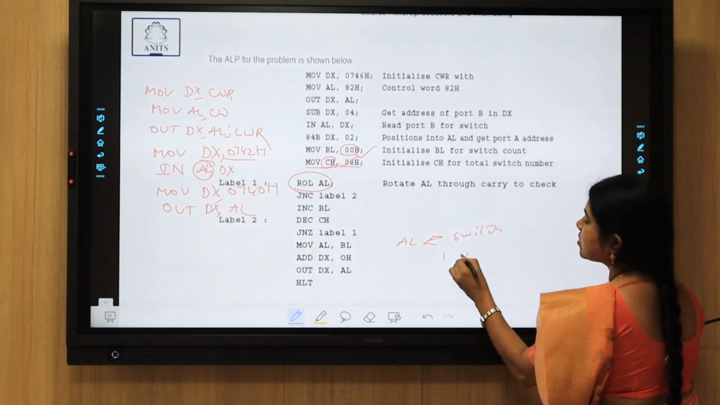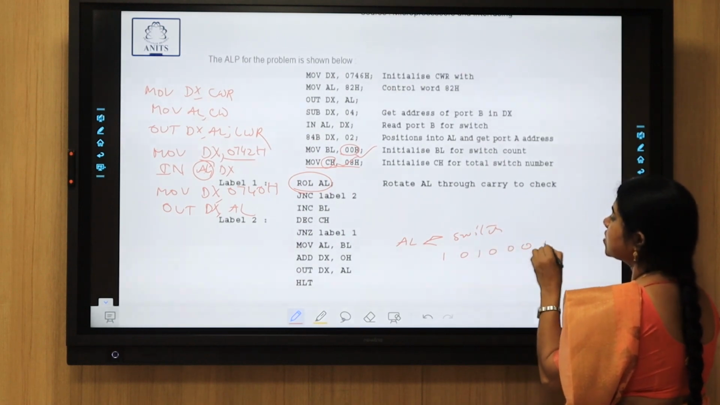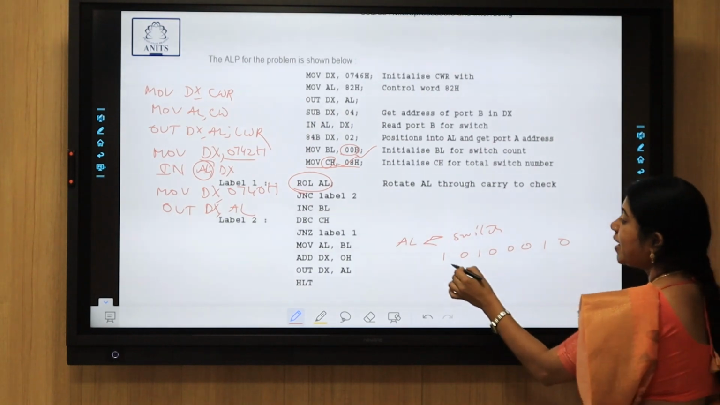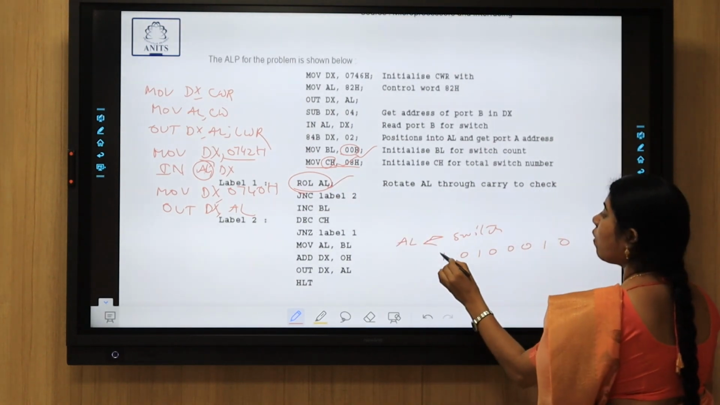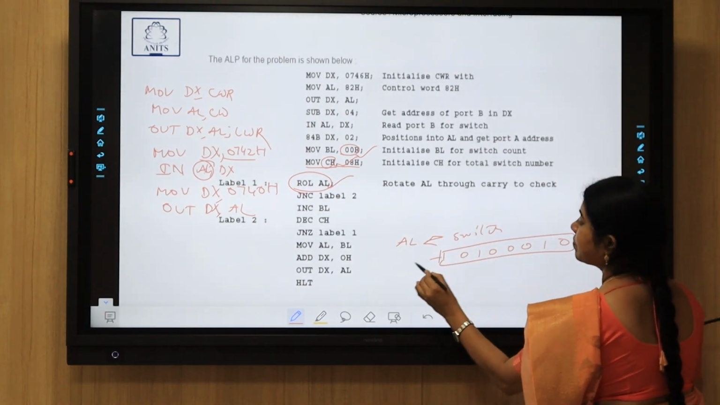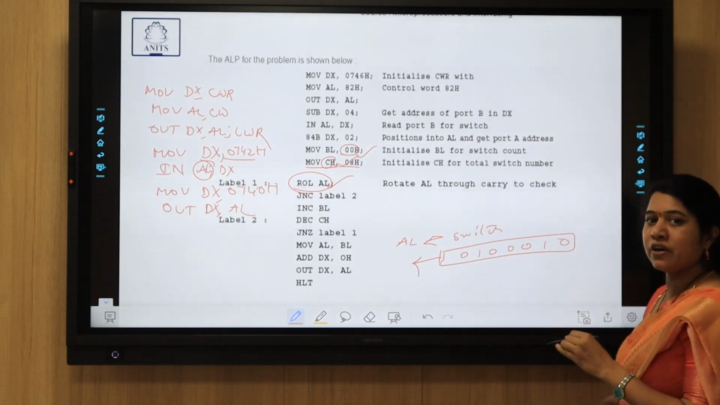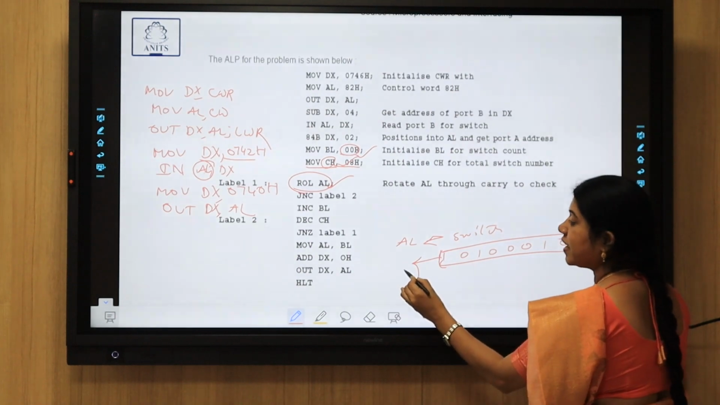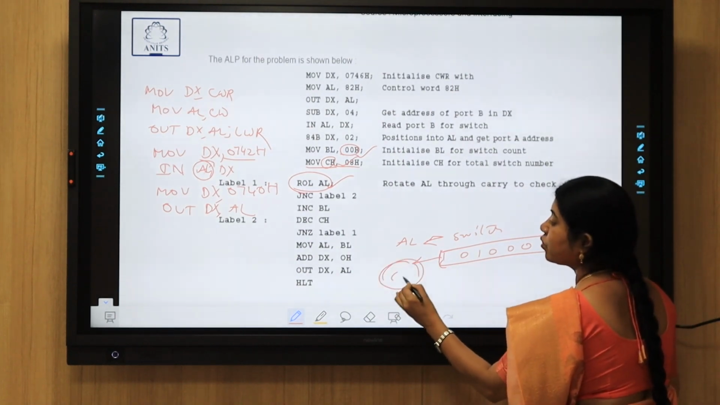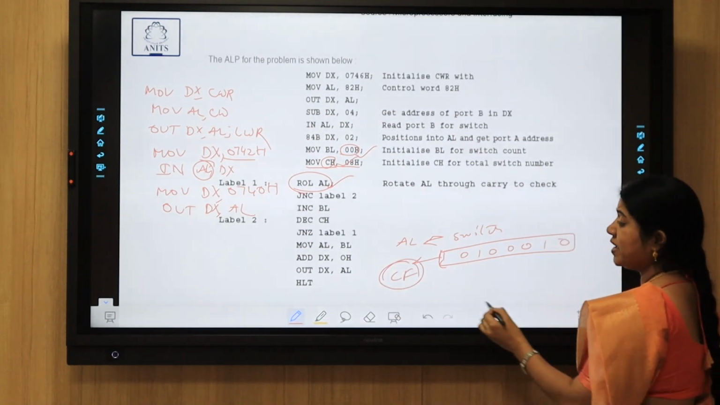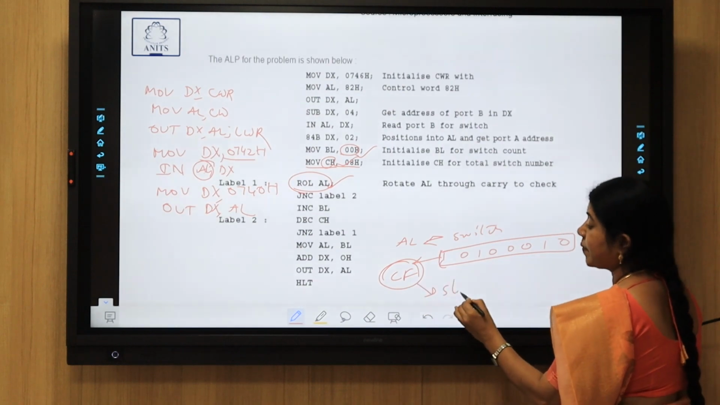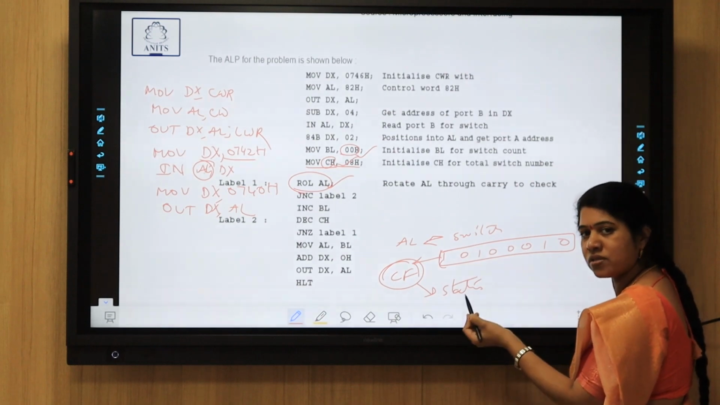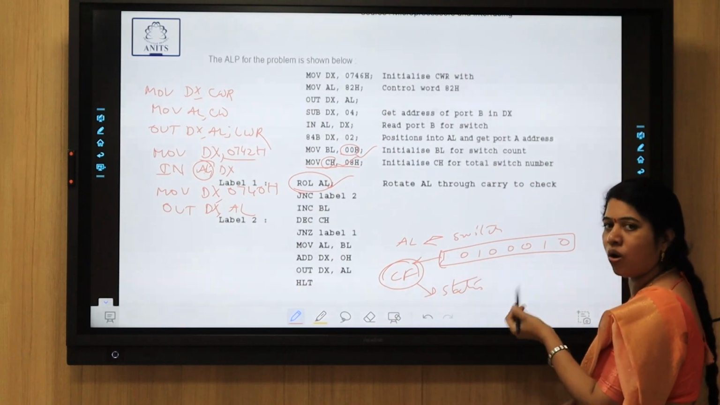So for example, the switches are enabled something like this, 8 switches. What I am doing here is rotating all these bits to the left side. Whenever I perform the rotate left operation, the leftmost bit, that is the MSB, will be rotated to the carry flag. Based on the status of the carry flag, I can know whether the switch is closed or open, that is on or off.